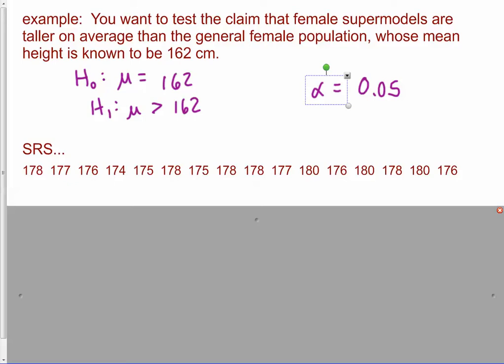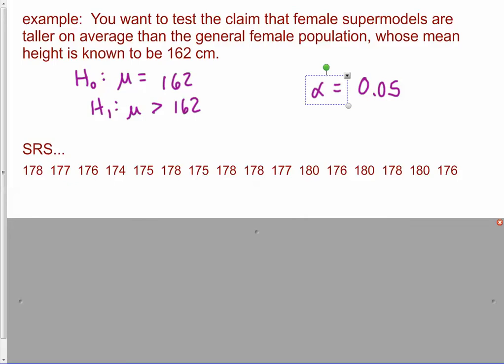Okay, so we do a simple random sample, and we have 16 female supermodels. It's not a huge population, I guess, but maybe all supermodels from all time, and we take 16 of them randomly and we get their heights, and here they are in centimeters.